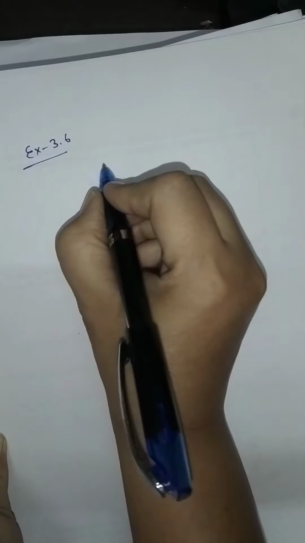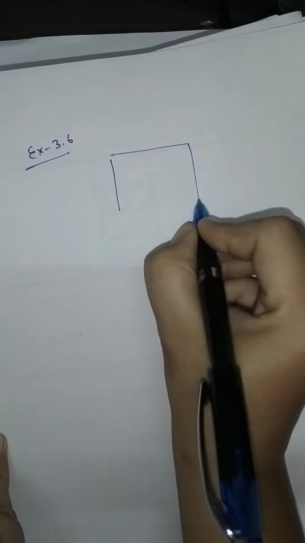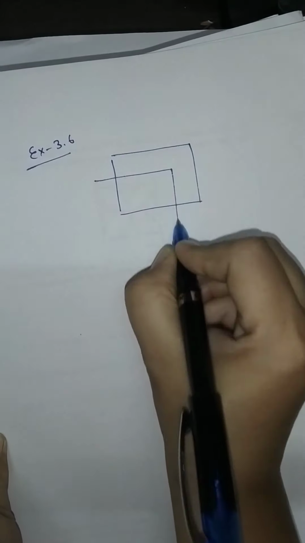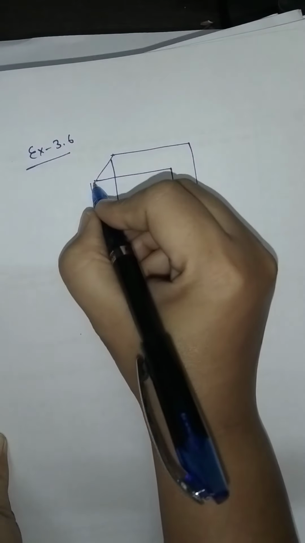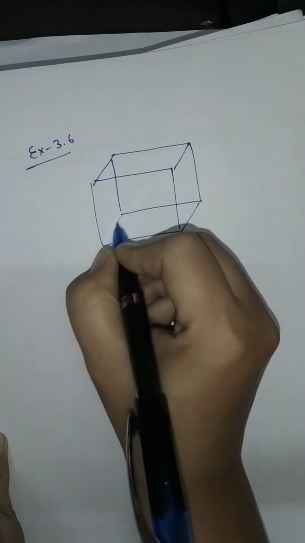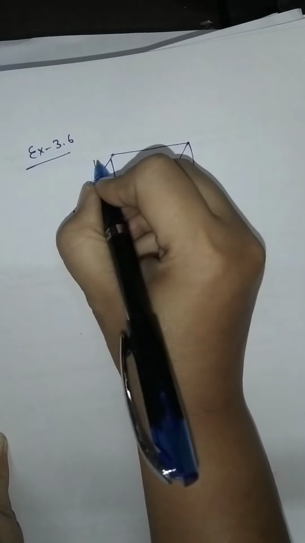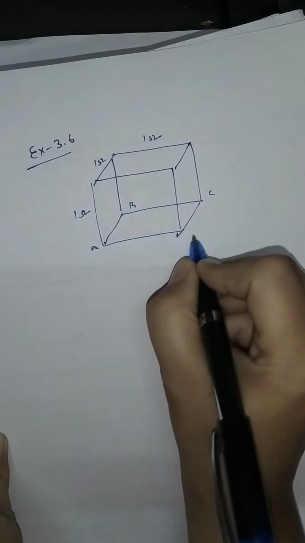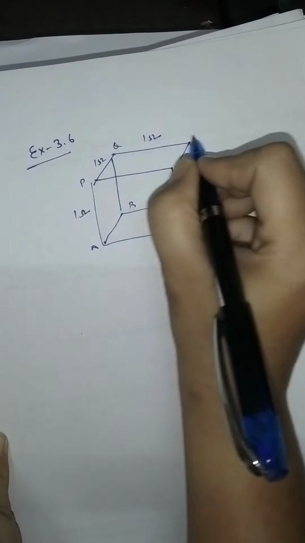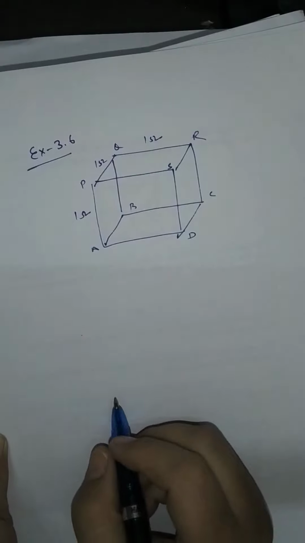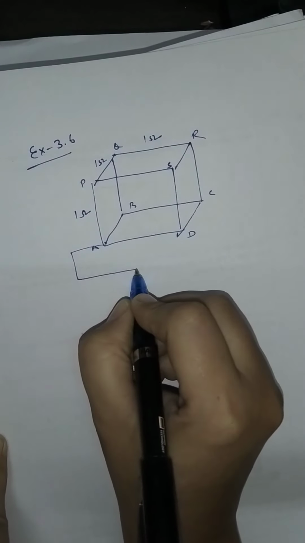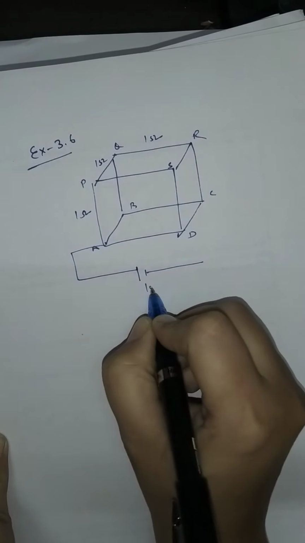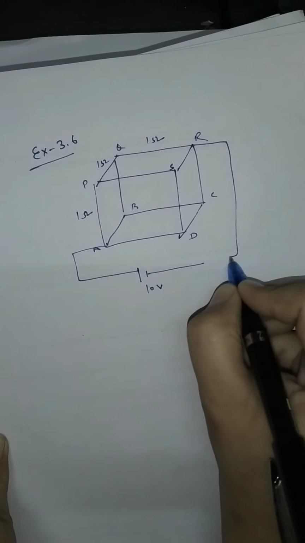Find example number 3.6. There are 12 wires of equal resistance forming a cube, each of 1 ohm. Each wire is of 1 ohm. Right? This is A, B, C, D. This is P, Q, R and S. So here the battery is applied. A battery of 10 volt is applied across the diagonally opposite corners.